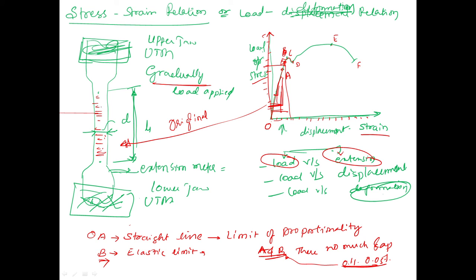Right? Now as it reduces the cross section somewhere, suddenly the extension increases here. Now at this point, strain is about 0.125 percentage.